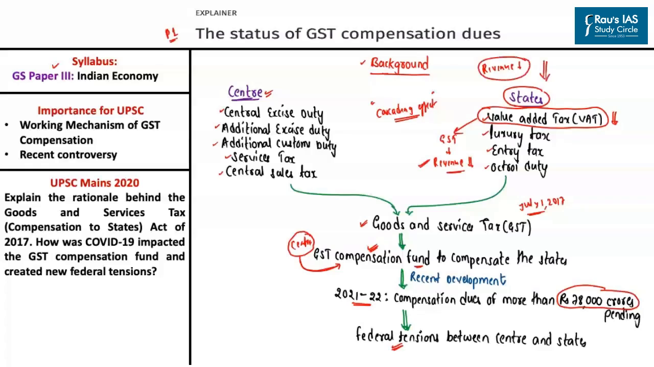Now, why is this topic important? As you can see, in UPSC Mains 2020, we had a direct question related to this aspect. The question was, explain the rationale behind the GST Compensation to States Act of 2017. How has COVID-19 impacted the GST Compensation Fund and created new federal tensions? Hence, keeping in mind the requirements of the UPSC, both from the perspective of prelims as well as the mains examination, we'll first understand the working mechanism of GST compensation, and then we'll go into the details about the recent controversy over the GST compensation mechanism.